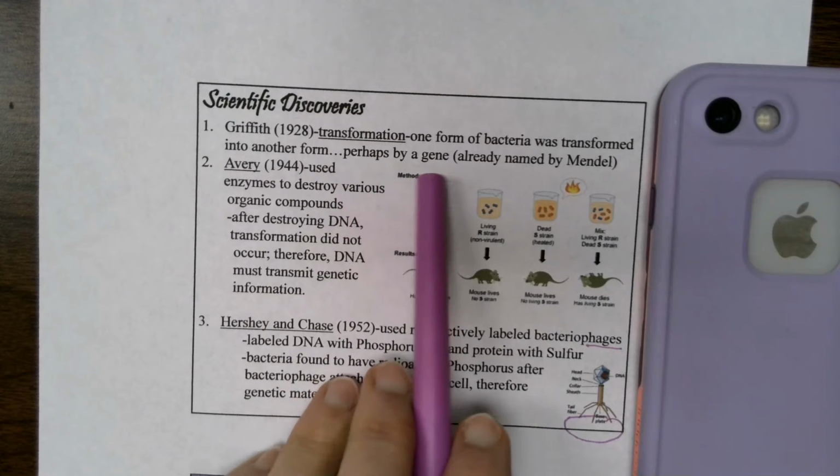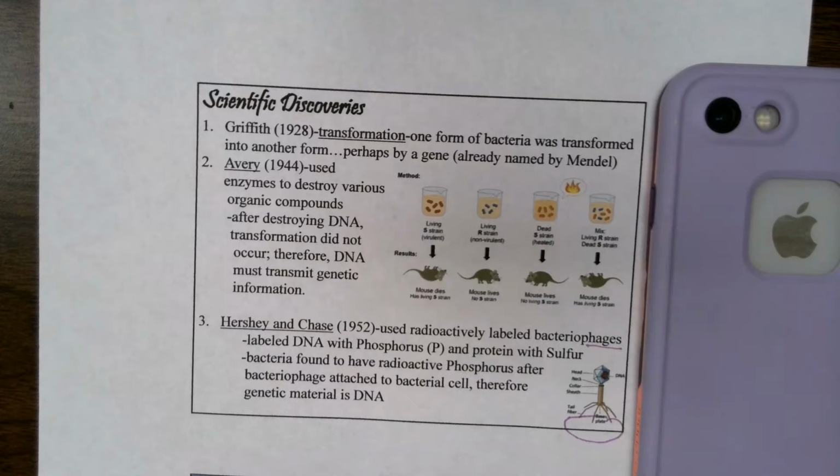And he said maybe this was because of what was known as a gene that Gregor Mendel had named in the mid-1800s. So what Griffith did, just to keep this short and sweet, is that he had a virulent or pathogenic strain of bacteria that he injected into mice, and those mice died. And he did the same thing, injected bacteria into mice, but that bacteria in the case that's shown here was non-virulent or non-pathogenic, so the mice lived.